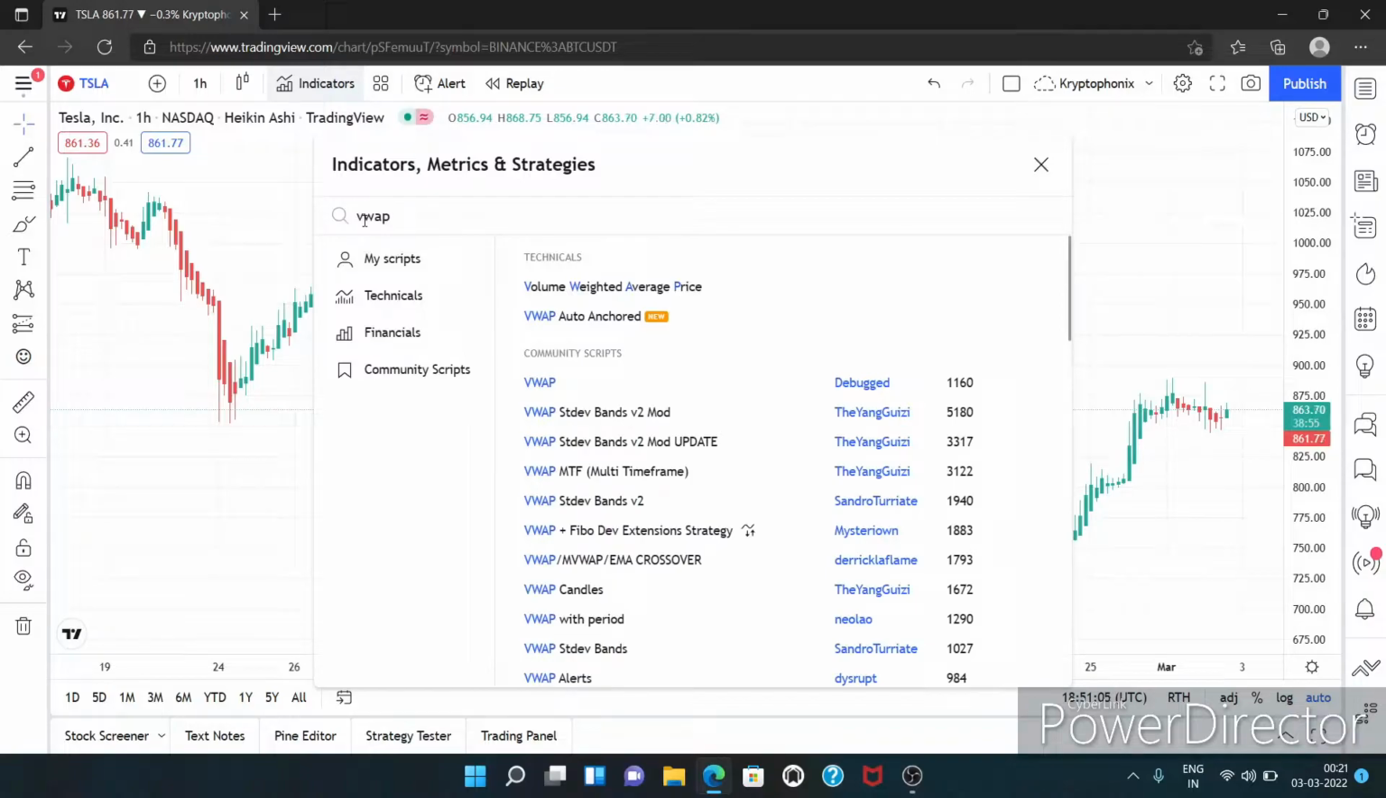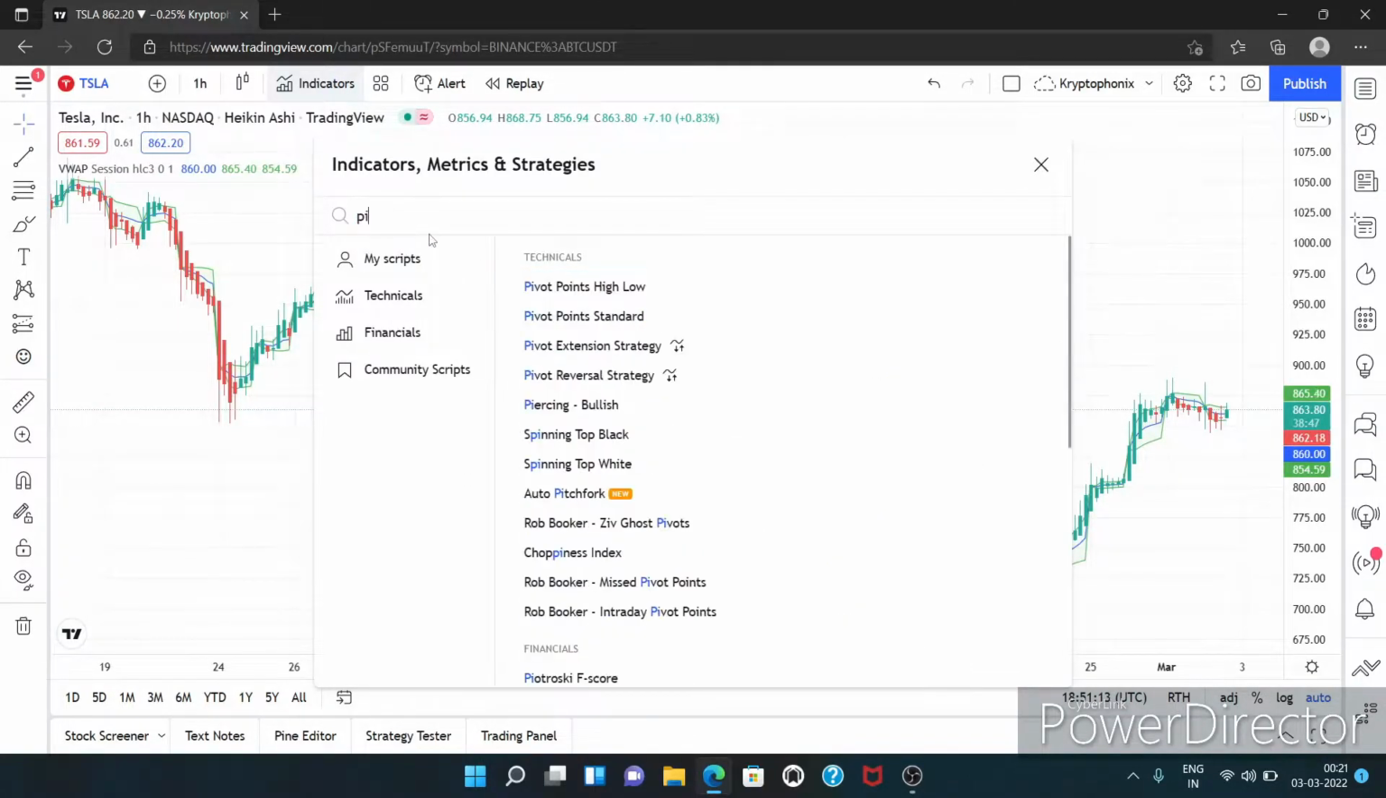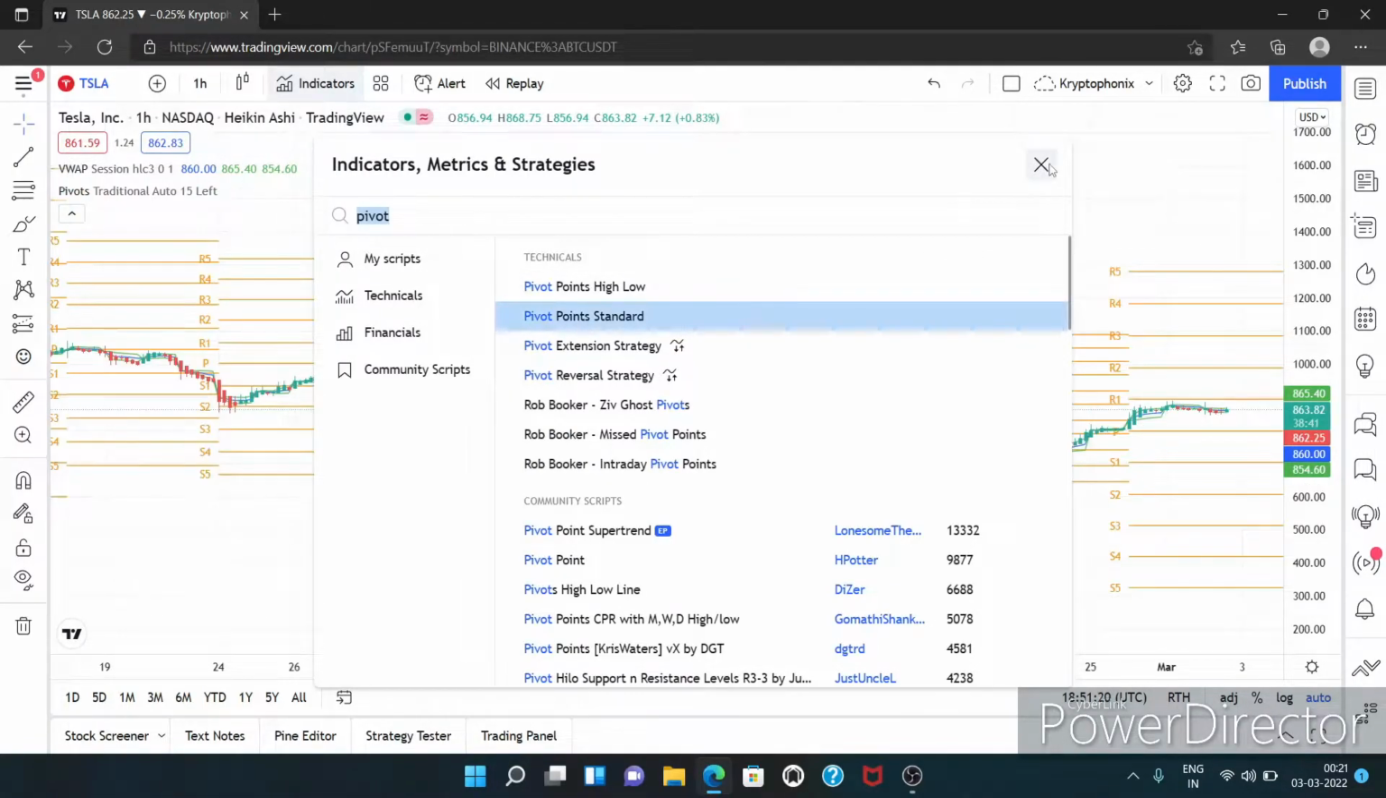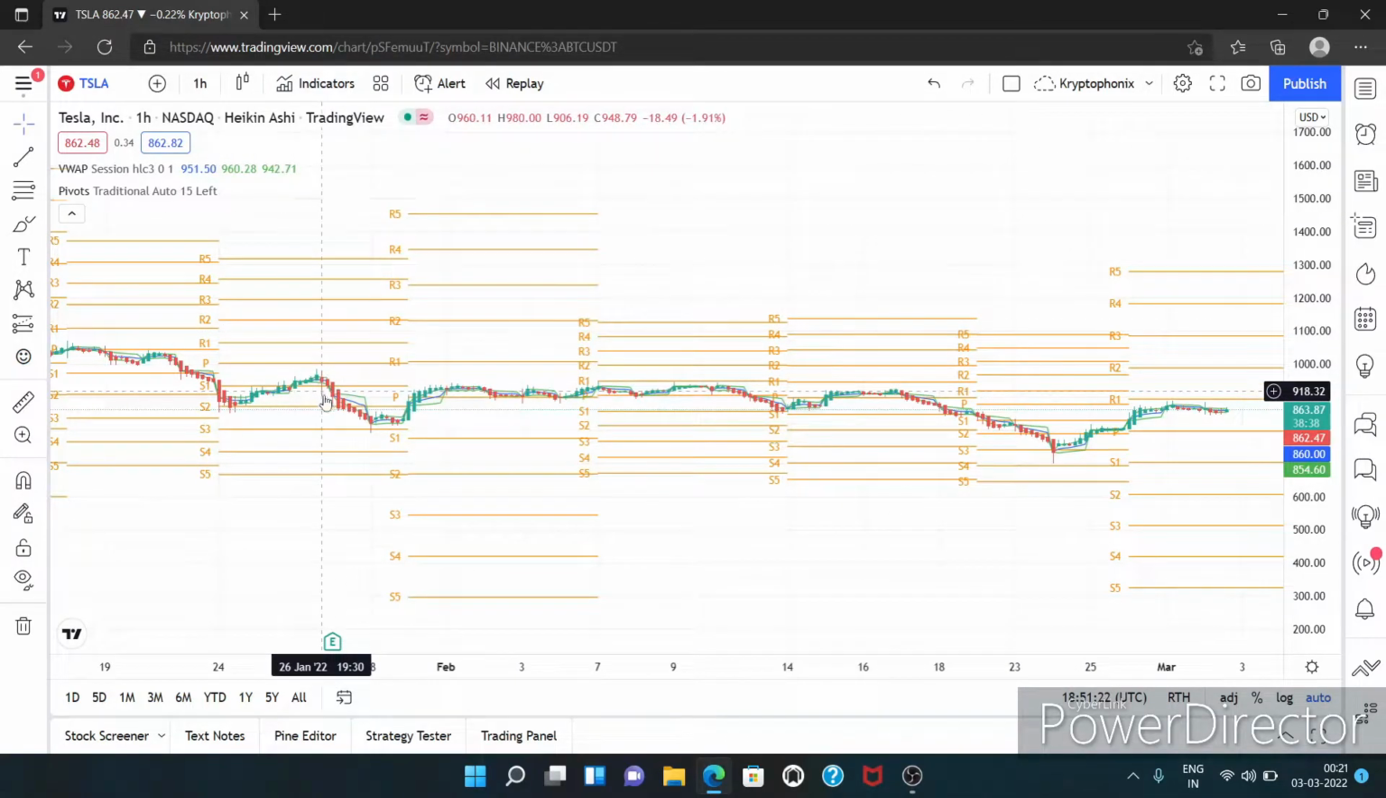We'll tap VWAP, volume weighted average price. This is going to be the first indicator we'll be using today, VWAP. And the second one will be pivot points. Pivot points standard. That's going to be the one we'll be using. So this is it. I will be doing some changes.